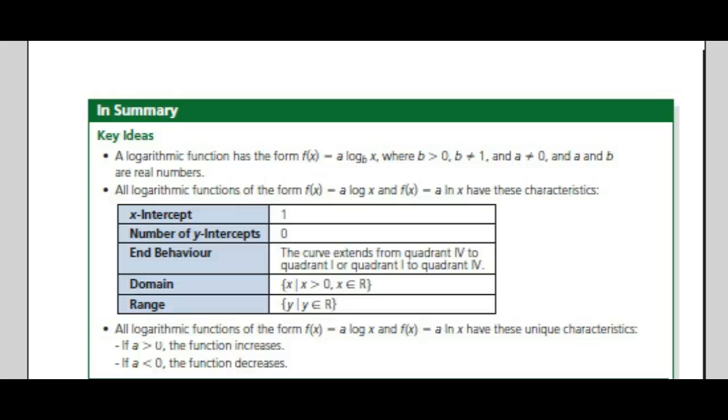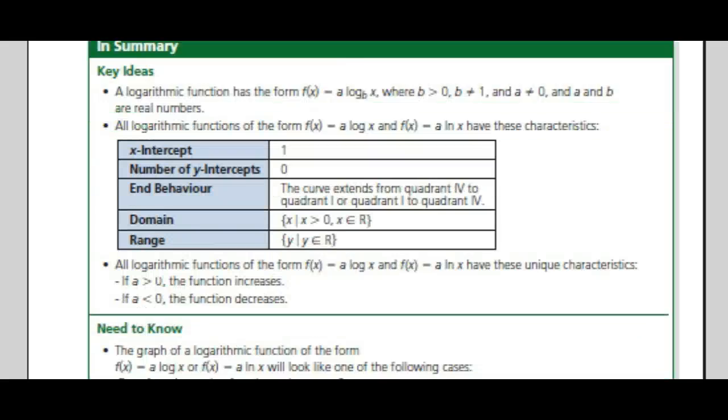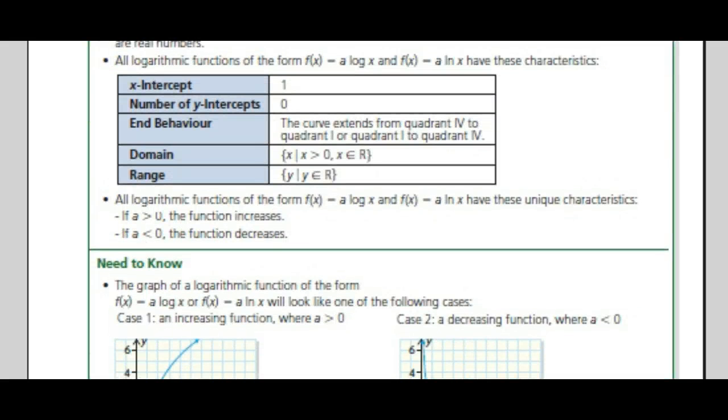In behavior, Q4 to Q1 or Q1 to Q4, we add a descriptor. Anytime we are describing any functions, we say it's Q1 to Q4 decreasing, or it's Q4 to Q1 increasing. So make sure you're adding a descriptor. Domain, x is greater than 0. Do not write greater than or equal to 0. Can't be 0. And the range, y belongs to the reals. Here are the characteristics. If a is greater than 0, the function increases. If a is less than 0, the function decreases.